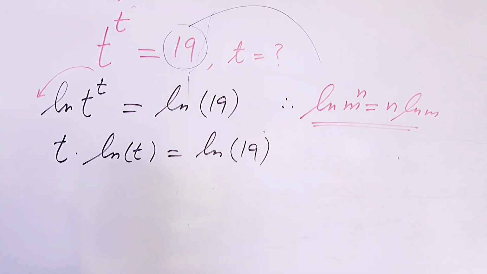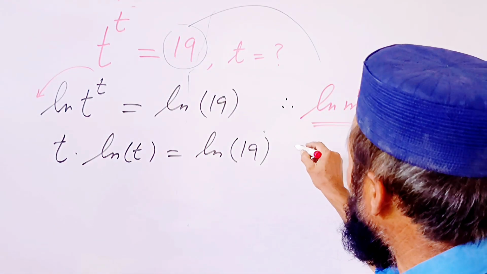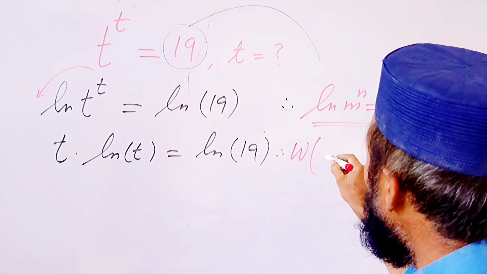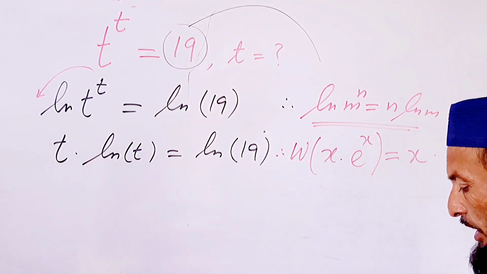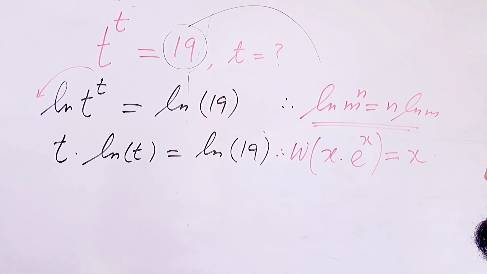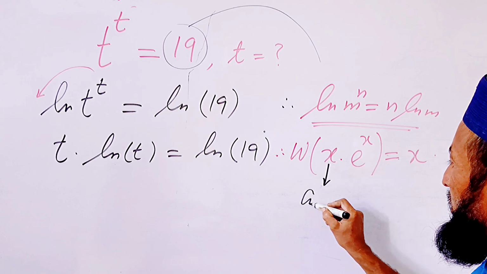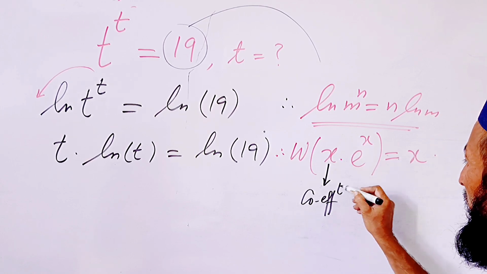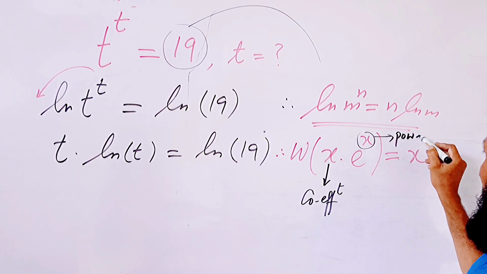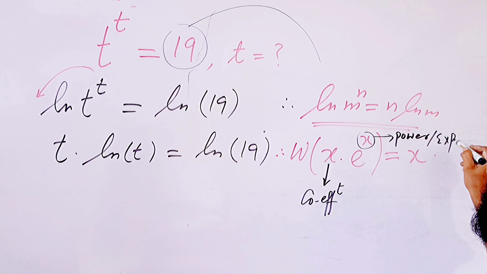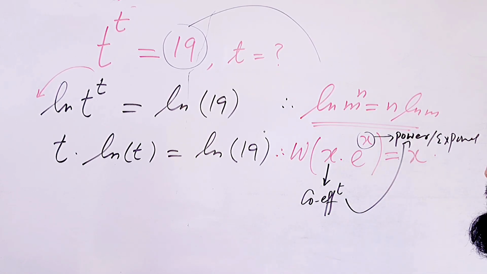Now according to the Lambert W function, we can write W of x times e to the power x is equal to x. It means that here e to the power x is considered as the function, and this is the coefficient of the function, and this one is the power or exponent. The coefficient and power must be the same, so the result will be equal to x.